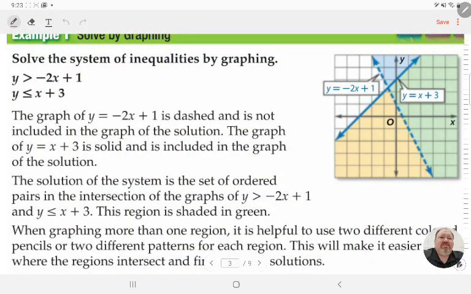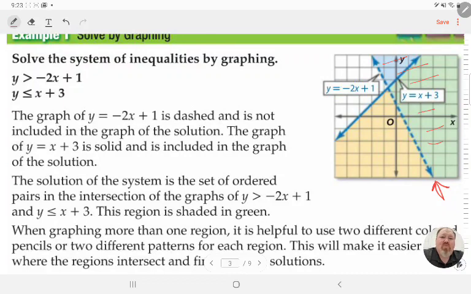It says solve the system of inequalities by graphing. So we have y is greater than negative 2x plus 1, and we have y is less than or equal to x plus 3. So y is greater than negative 2x plus 1 is this line. Remember that it is dotted because it does not include the points on the line. It just includes all the points on this side.